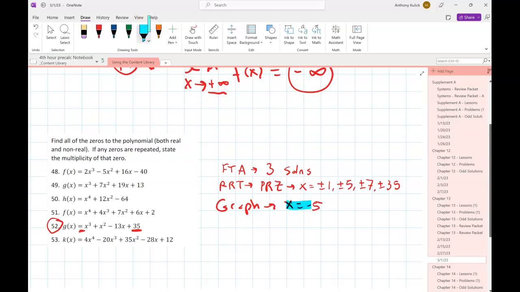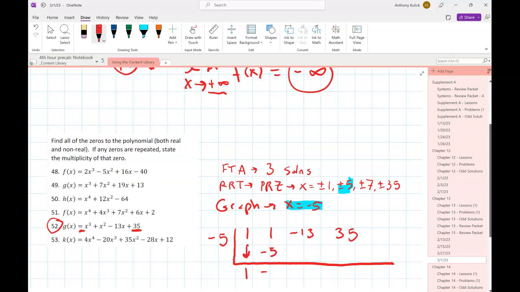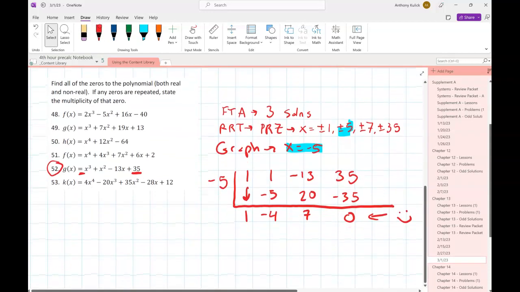Is that a reasonable answer to do synthetic division with? You betcha, because it's also on my rational roots list. If it wasn't on that list, I would not want to try it doing synthetic division with it. But it is, so I will. So I'll do my synthetic division. I got remainder 0, which is what I was hoping for.